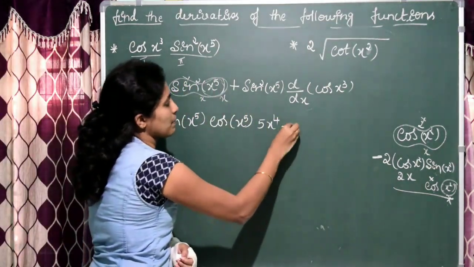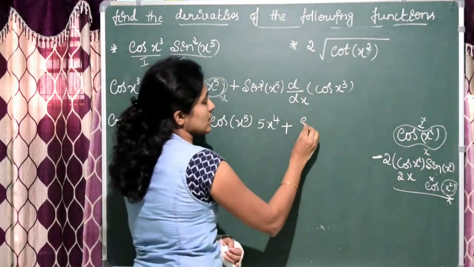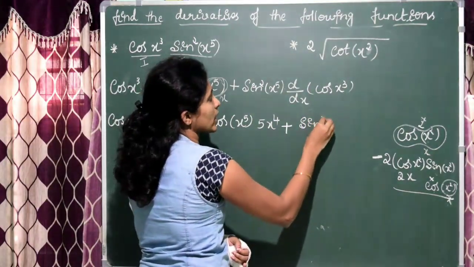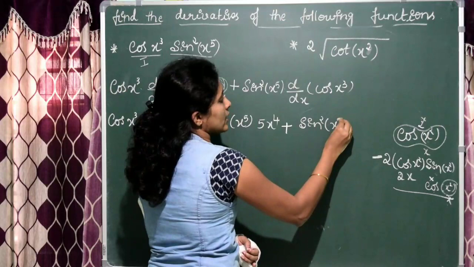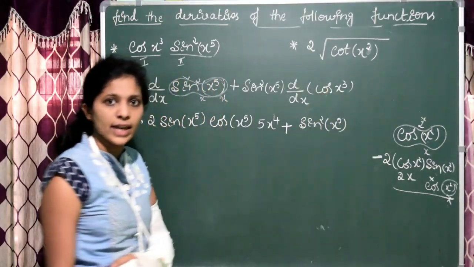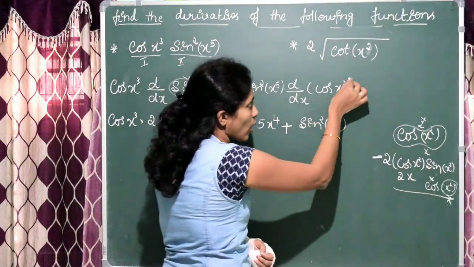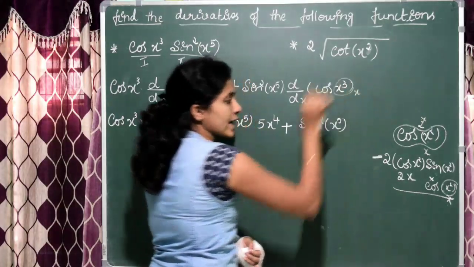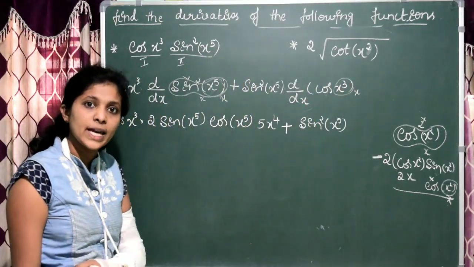Now let's do the next one, plus. So the first term is as it is. That is sin square of x to the power 5. Now derivative of cos x cube. This is of the form of cos x. Right? What is the derivative of cos x? It will be minus sin x.